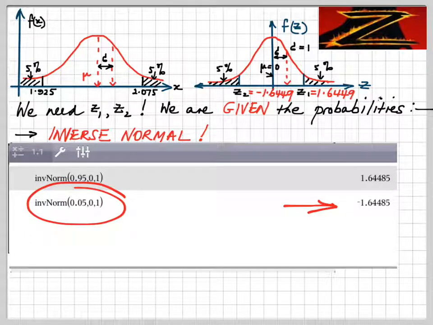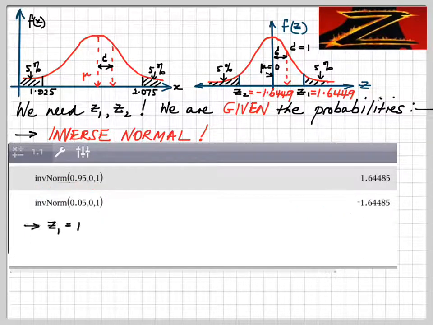Now, you watch what happens now, guys. This is really, really nice, okay? I'm going to have two very nice little simultaneous equations. So I'm saying Z1, which was the upper one for the right-hand tail, that's this one here.